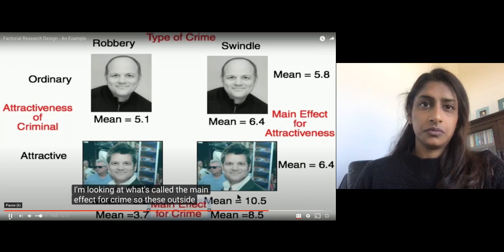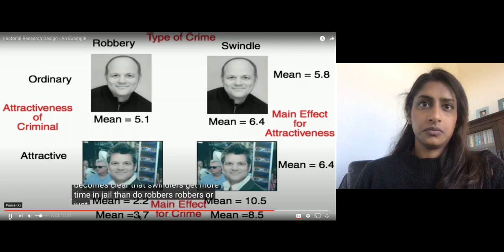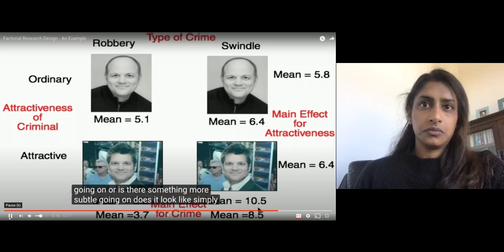So these outside means are called main effects. And here it becomes clear that swindlers get more time in jail than do robbers, or just robbers. Okay, so is that what's going on? Or is there something more subtle going on? Does it look like simply that if you swindle, you get more time in jail than if you just do a robbery, but if you're attractive or not, it doesn't really matter? Well, that's what it sort of looks like if you look at it this way.